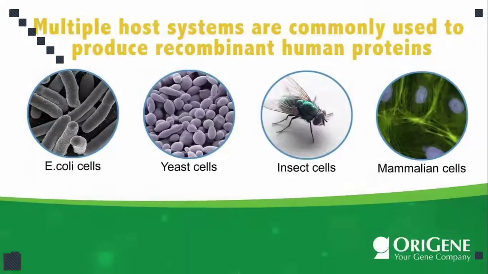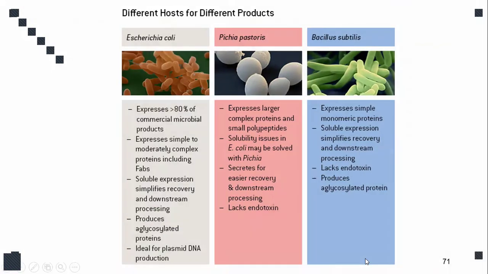So a typical example in the picture is actually showing that multiple host systems are commonly used to produce recombinant human proteins, just like we have seen in our last expression vector. So E. coli, yeast, insect, and mammalian cells can actually be used. Different hosts for different products: E. coli, Pichia pastoris, Bacillus subtilis, and you can see what they do.